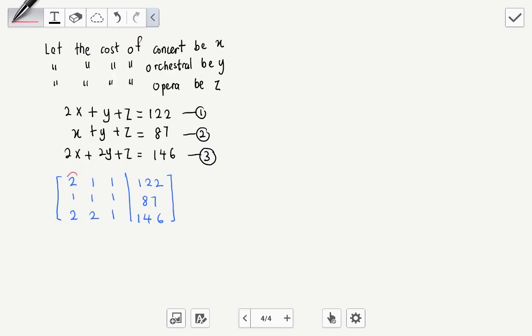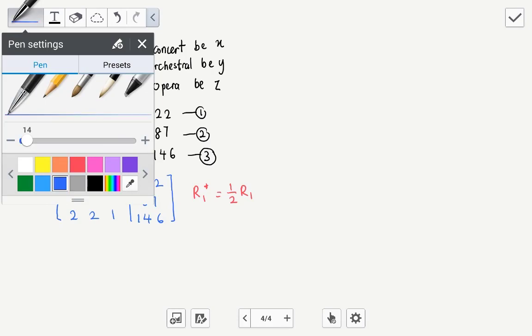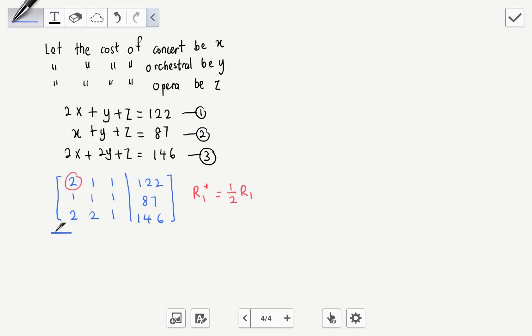We will start with the first element in row 1. We want this to become 1. So the first step will involve only one operation, where we make sure row 1 starts with 1, and the operation we're going to use is multiply. We know 1 over 2 multiplied by 2 will give us 1. So the operation is row 1 multiplied by 1 over 2. This will give us 1, 1 over 2, 1 over 2.